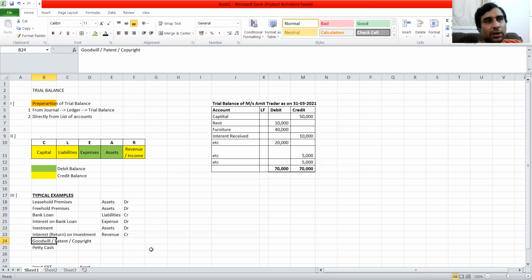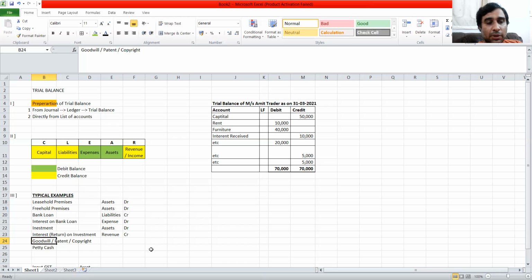Now goodwill, patent, copyright. If you recollect the initial lecture on classification of accounts, we spoke about real accounts. In that lecture, I mentioned that a real account is something which you can see with your eyes, which you can touch with your fingers. These are real accounts, and that is why the term is real. And they are always having a debit balance. Incidentally, in that lecture I also mentioned there are a few exceptions to that, as businesses evolved and complicated structures of business evolved in the last 40, 50 years.